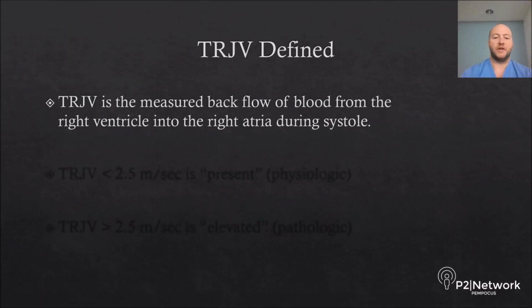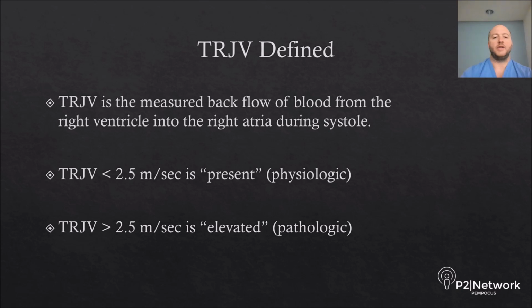Tricuspid regurgitant jet velocity is defined as the measured backflow of blood from the right ventricle into the right atria during systole. A TJRV measurement of less than 2.5 meters per second is considered physiologic, whereas a measurement over 2.5 meters per second is considered elevated or pathologic.